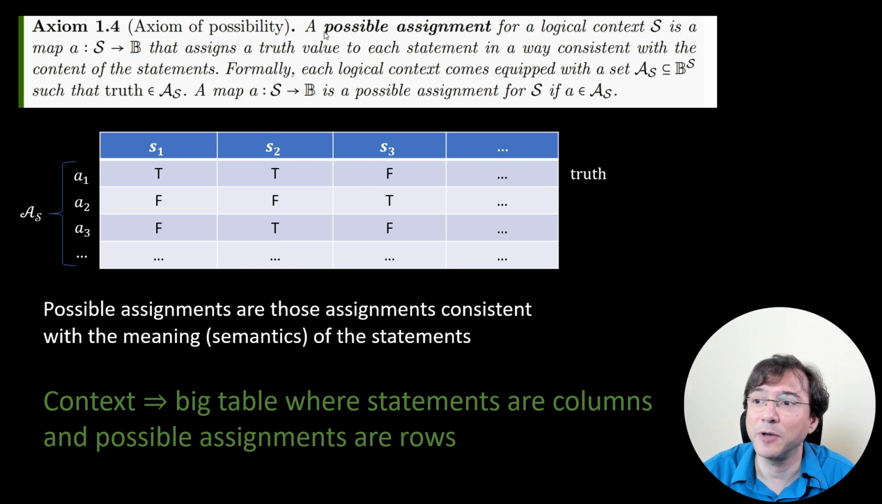And the axiom is basically the axiom of possibility, and it tells us that a possible assignment for a logical context is a map from the context to a Boolean value, so true or false, that assigns a truth value to each statement in a way that is consistent with the content of the statement. And of course, this is the informal part. This is what a possible assignment means for us.